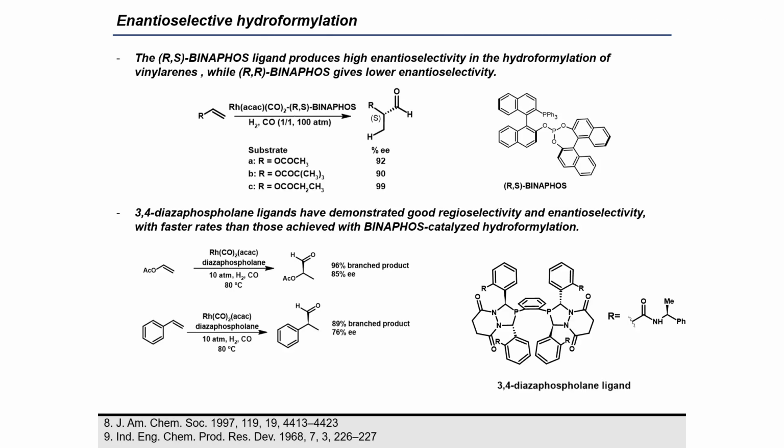One of the most important developments that has been made is the enantioselective version of it. This is especially important for the synthesis of analgesics from vinyl arenes. One of the first proposed enantioselective hydroformylations was using the R,S-BINAPHOS ligand, which produces high enantioselectivity in the hydroformylation of vinyl arenes. These isomer ligands will lead also to higher N/I ratios.